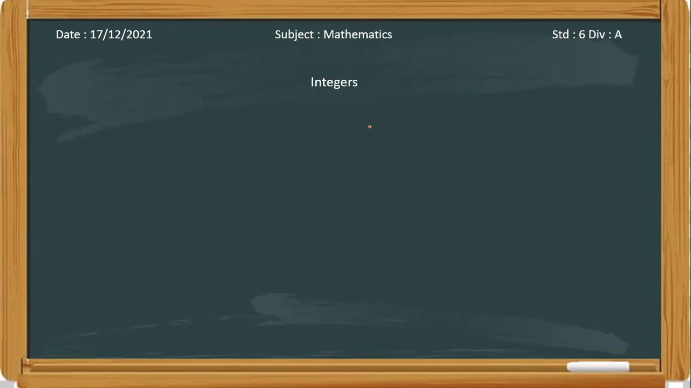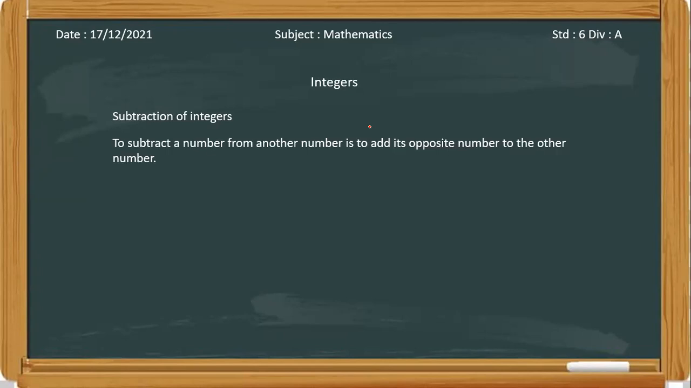So our today's main topic is subtraction of integers. We have done the subtraction of whole numbers and natural numbers in our previous standards. Now we are going to do subtraction of integers. There is only one rule while doing the subtraction of integers, which is really simple. The rule is: to subtract a number from another number is to add its opposite number to the other number.